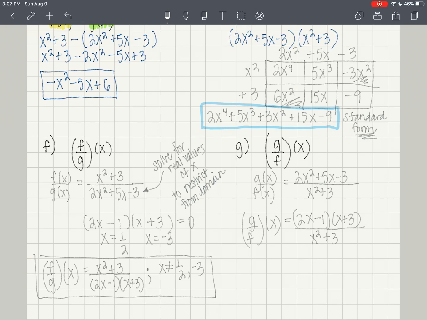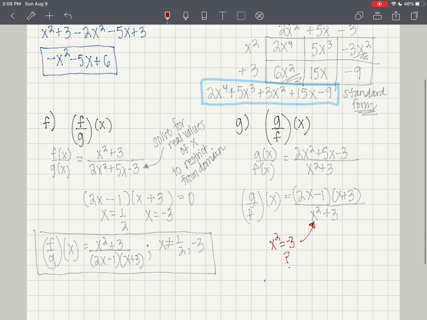So g over f of x. Do I need to put a semicolon and restrict any values? Are there any values for x that will make the denominator 0? Well, because we're adding 3, the only way we could get 0 is if x squared were equal to -3. When will that happen? Never in the real world, because a positive times a positive is a positive and a negative times a negative is a positive. Any number squared will equal a positive, unless we're in the imaginary world, and we are never in the imaginary world when we're talking about functions.